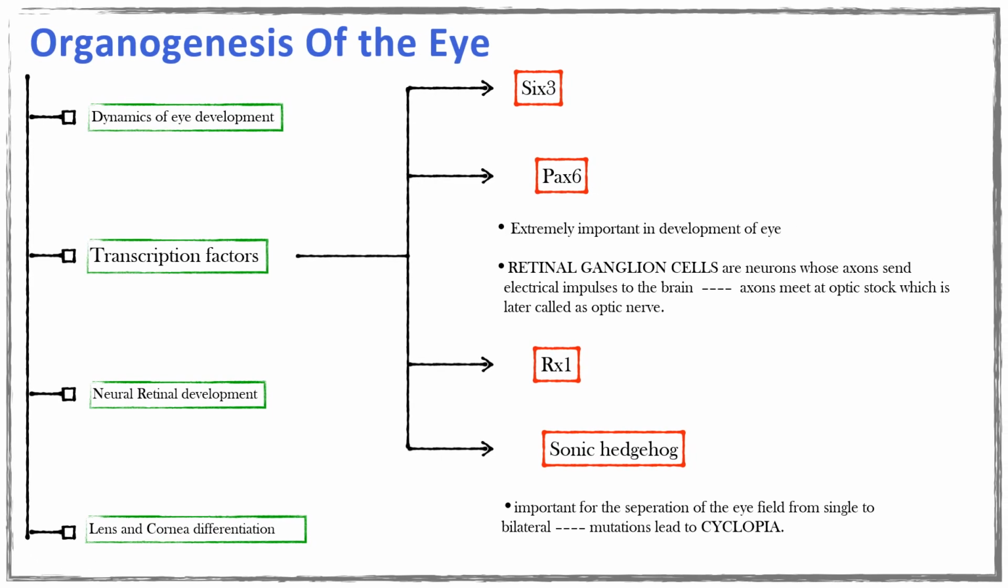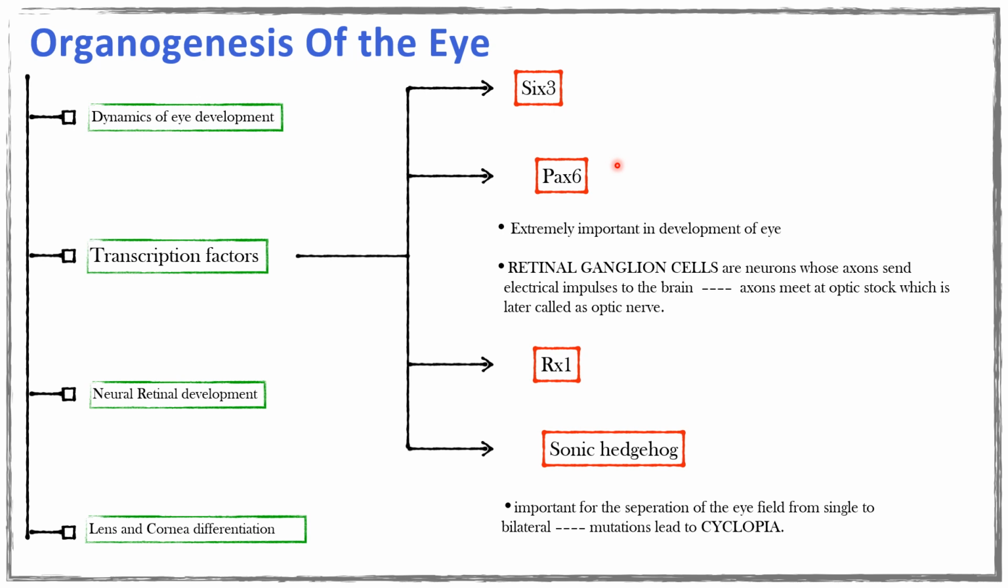Now, let us take a look at the various transcription factors responsible for the organogenesis of the human eye. The first is Six3, which is responsible for the proliferation of retinal precursor cells. PAX6, sonic hedgehog, and PAX2 play a pivotal role in the development and organogenesis of the human eye.